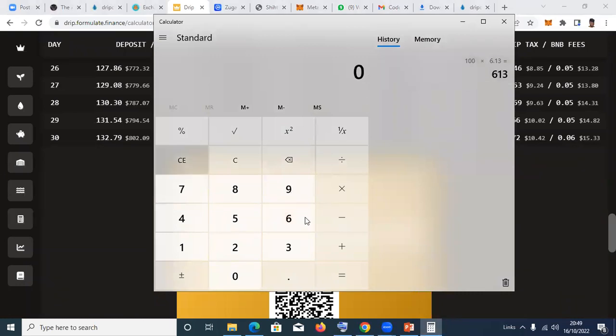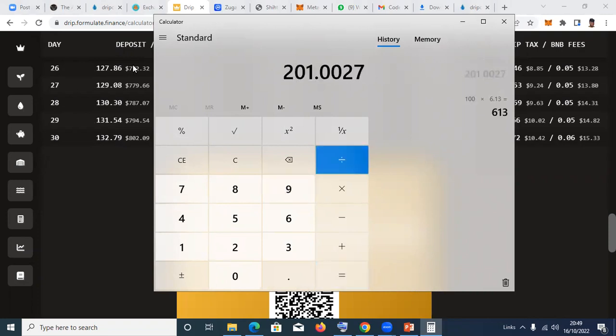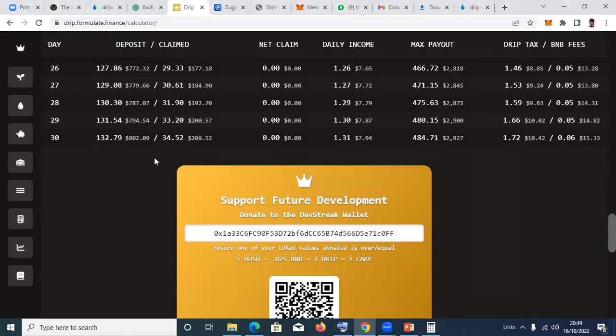Now you're going to see 6.13 times the extra 32. When I say the extra 32, it is the 32.79 that came extra. This will tell you that your $613 has given you $201 in exactly 30 days. This is what this is telling you. That is just the minor explanation.